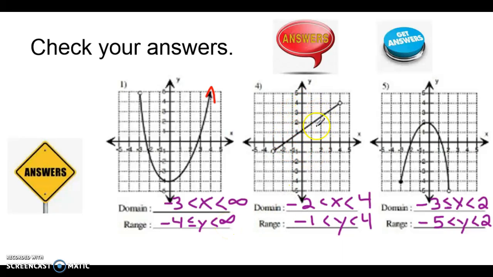This one is more basic. It has 2 open circles on either end, so it's less than, less than, all less thans all around. Between -2 and 4 on the x-axis, between -1 and 4 on the y-axis. And our last one, similar: -3 for x, it's got a less than or equal to, then a less than. And then our lowest point here is actually -5, and our highest point is 2. That's kind of tricky. A lot of people would say that is the highest, but it doesn't. It goes up and over between those 2.